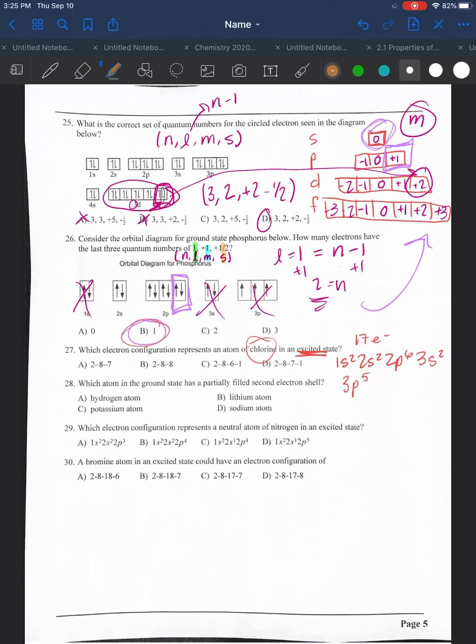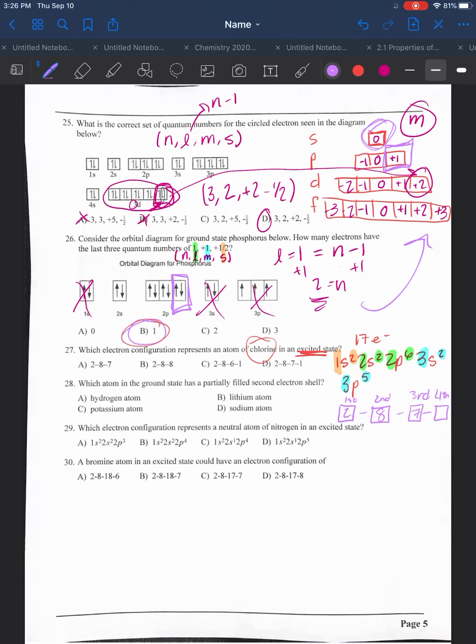So if we were to create our shell configuration, remembering how it's written, this is the first energy level, this number is the second, third, fourth, and so forth. If we look at energy level 1, we only have 2 electrons, so this is 2. Then energy level 2, we have 2 plus 6 from the 2s and the 2p, so we get 8. And the third is 3s plus 3p, so 2 plus 5 is 7.